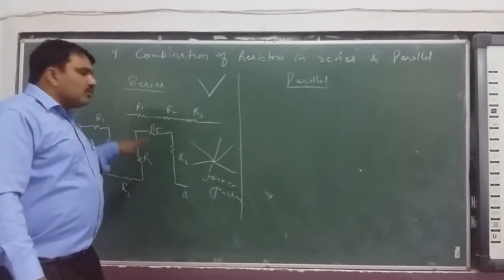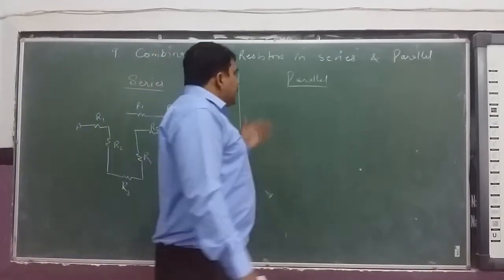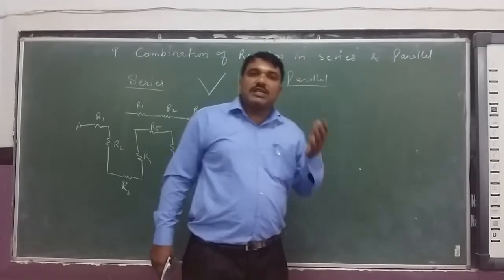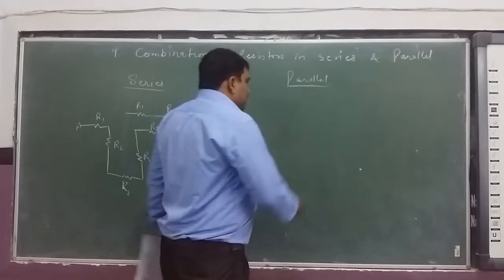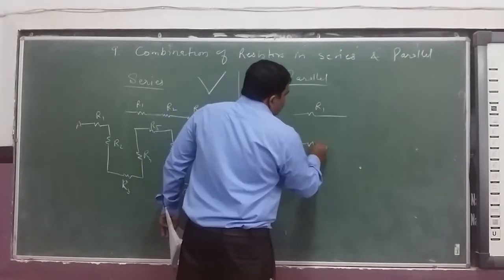So this is the way how to connect the resistors in series. Okay, now we'll learn how to connect the resistors in parallel. Suppose we have two resistors. Suppose this is R1 resistance and this is R2 resistance.